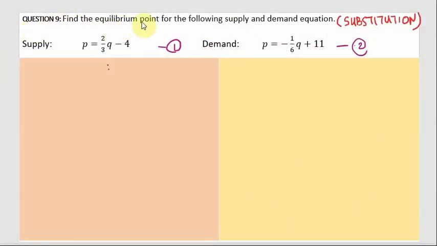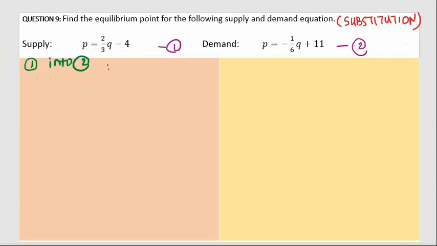9. Find the equilibrium point for the following supply and demand equation. For this question, I will use the substitution method. We have two equations here. Now, by using the substitution method, let the first equation into the second equation.